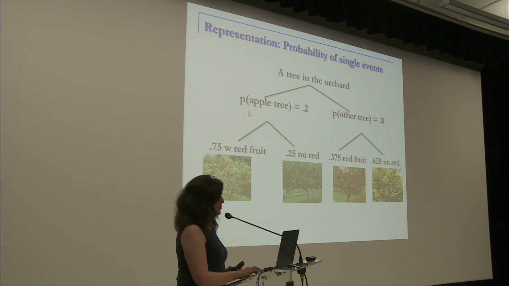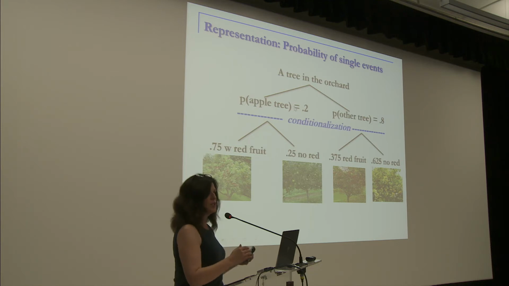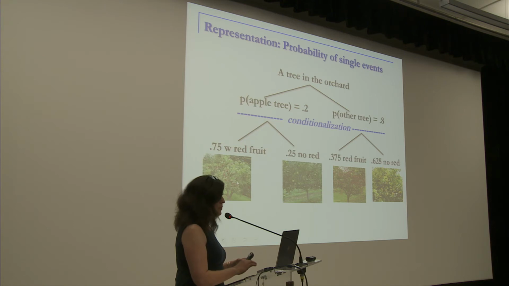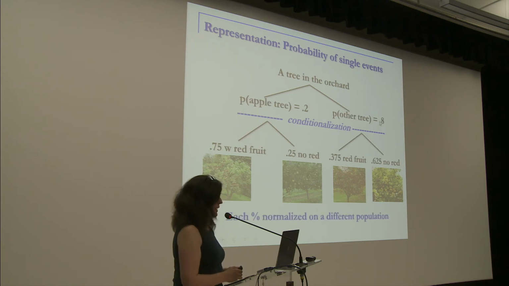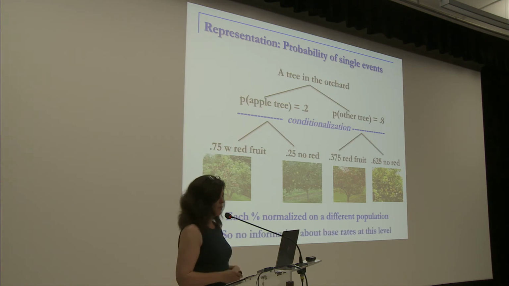You've got a tree, we're considering a tree in the orchard, the probability it's an apple tree is 0.2. Then there's conditionalization of the other data. So this 75% is 75% of this population, right? Not of the whole population, but of this population. This false positive rate is conditionalized on this, right? So each percent is normalized on a different population.